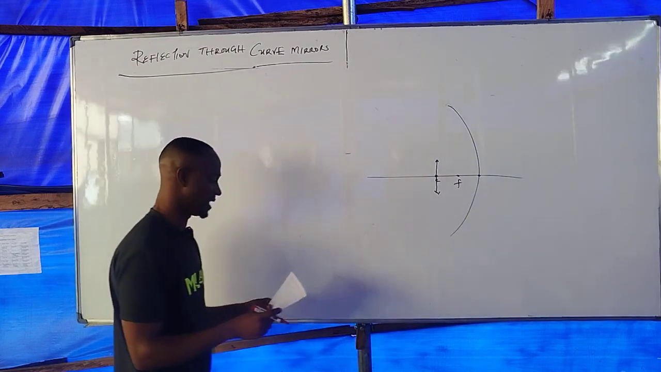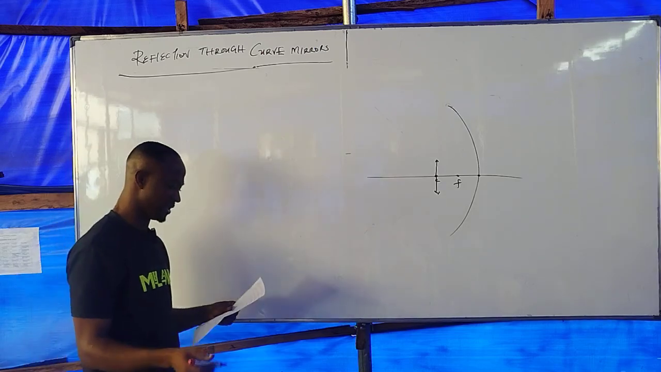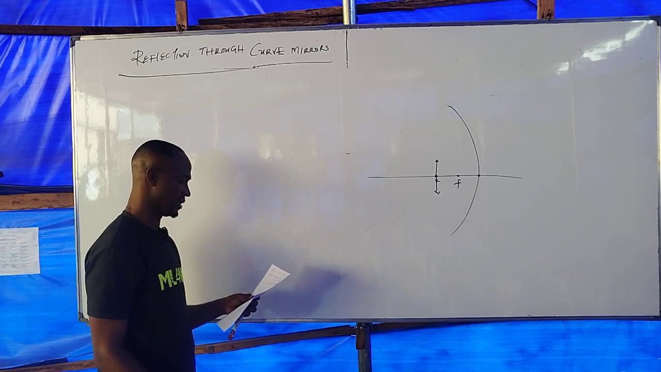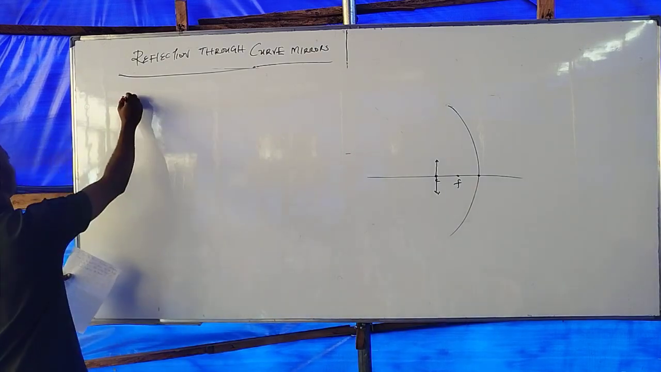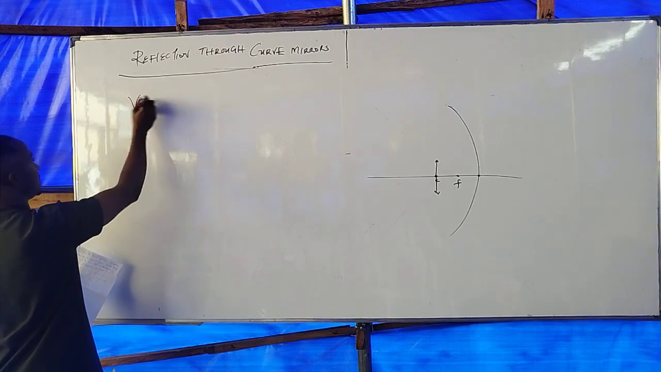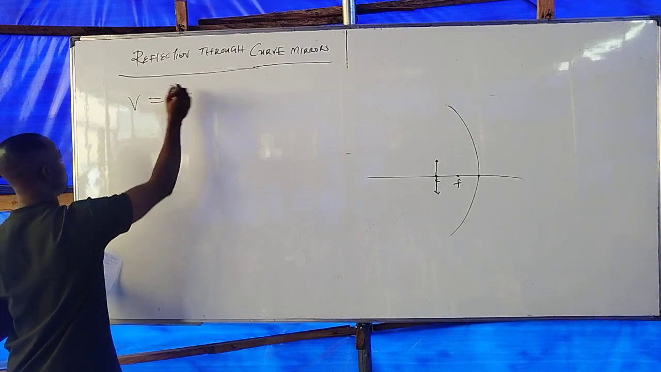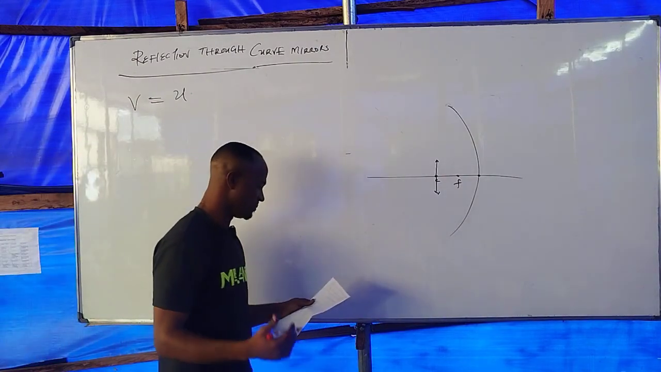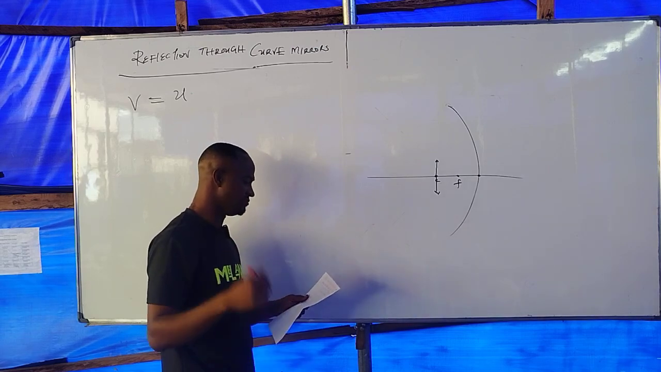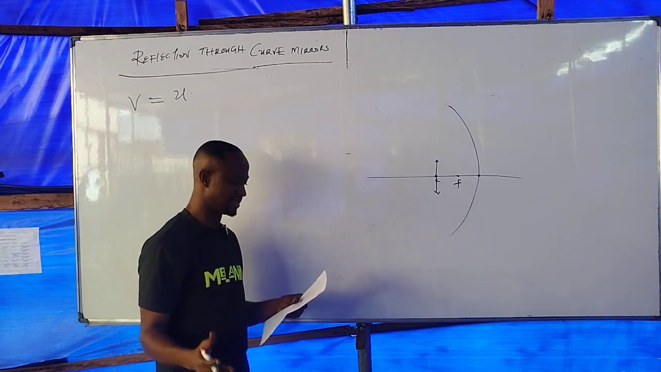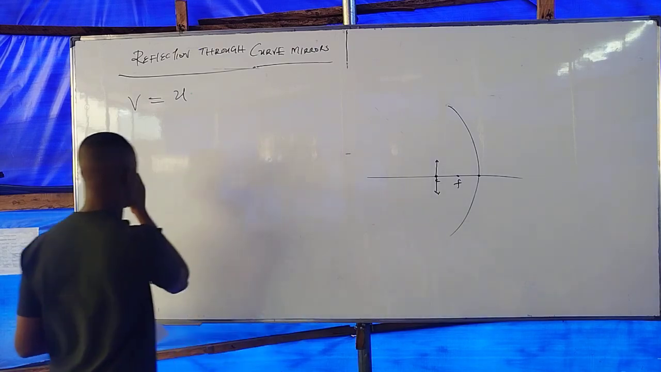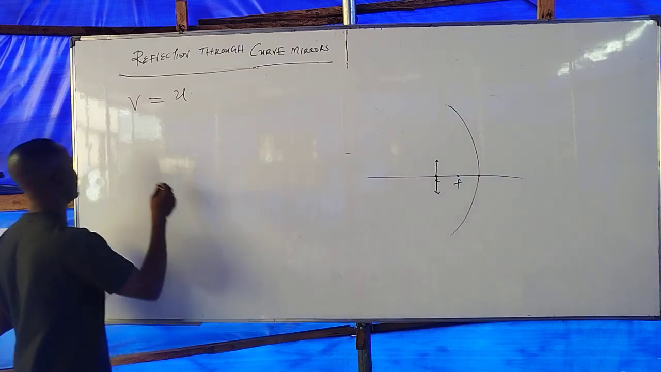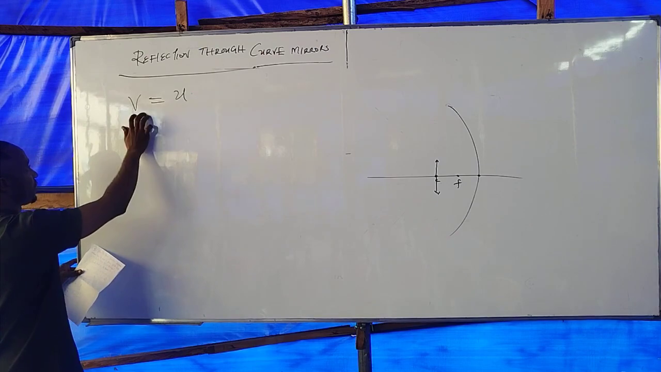The question says from the mirror formula, where the object must be placed if the image is to be the same size as the object. Don't forget that the image distance must be equal to what? The object distance. We have to find where the object must be placed if the image is to be the same size as the object. Very simple. If the image is to be the same size as the object, that means the object distance must be equal to the image distance.